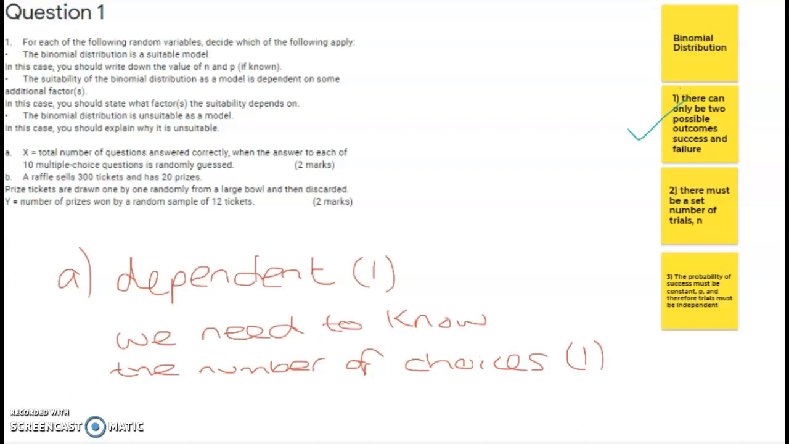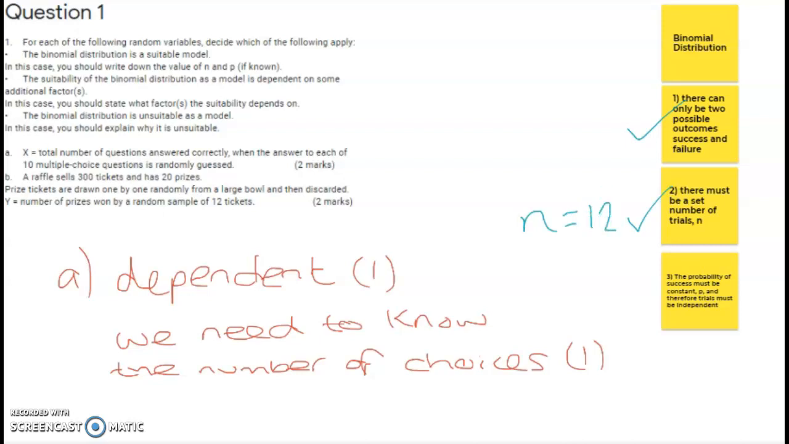There must be a set number of trials. Yeah. In this question, I'm told that my sample is 12 tickets. So despite the fact I have 300 tickets and there's 20 prizes, my n for this question is actually 12.